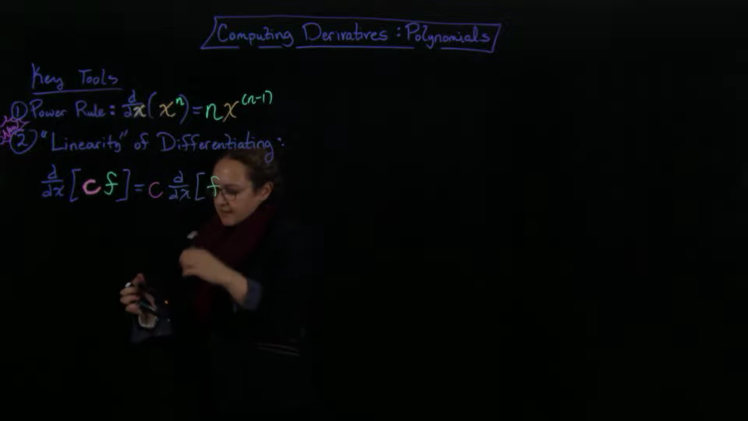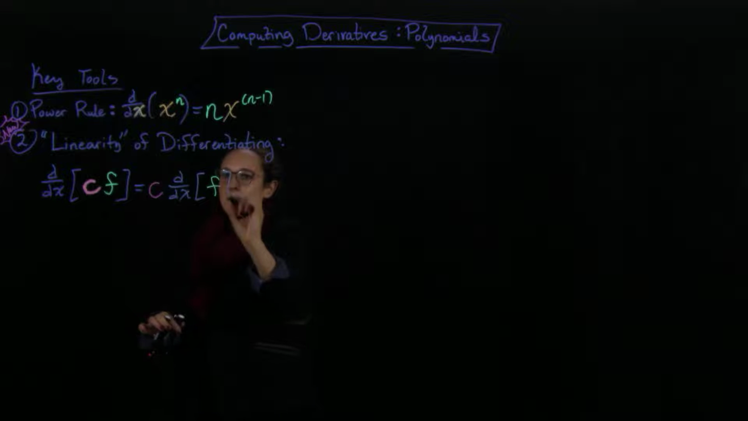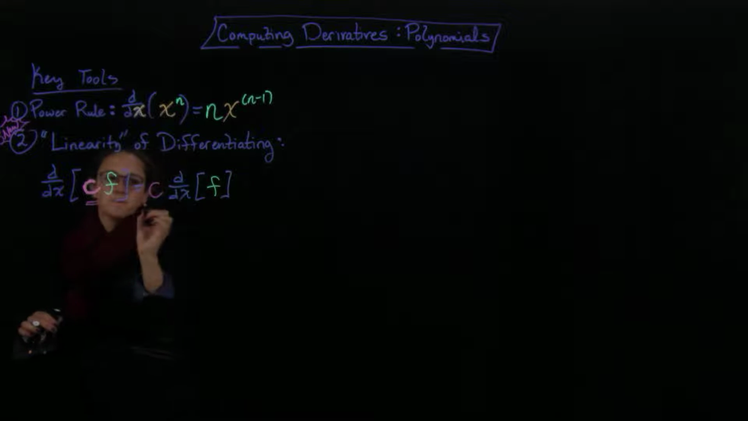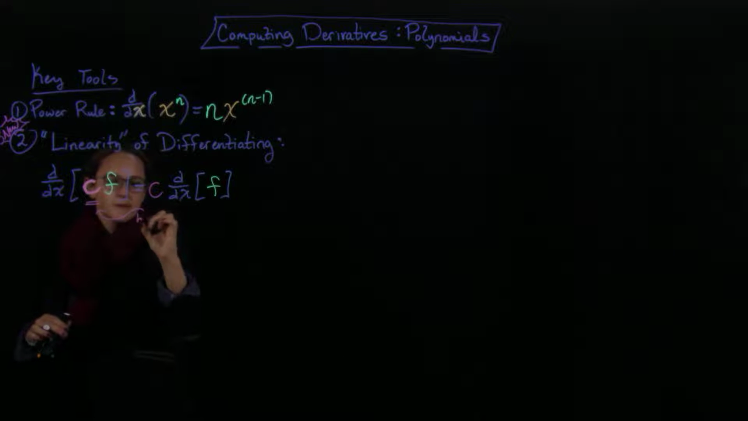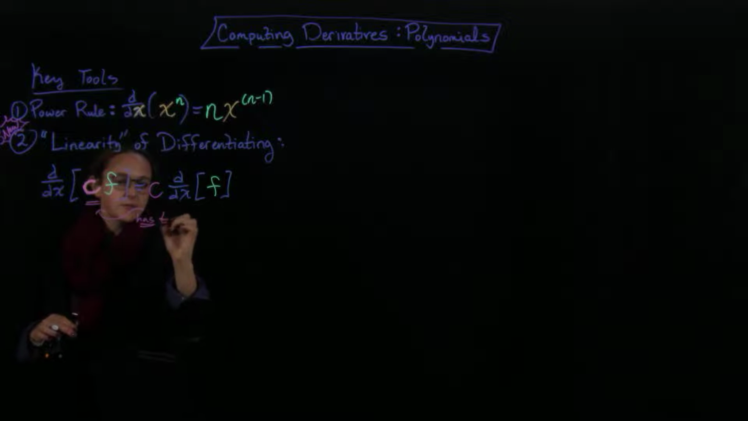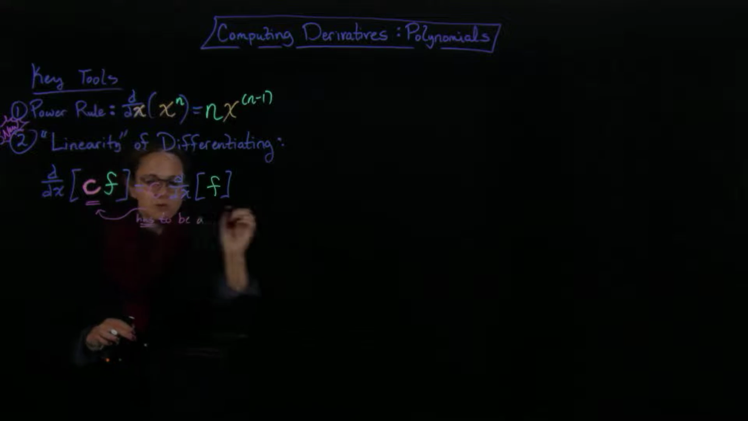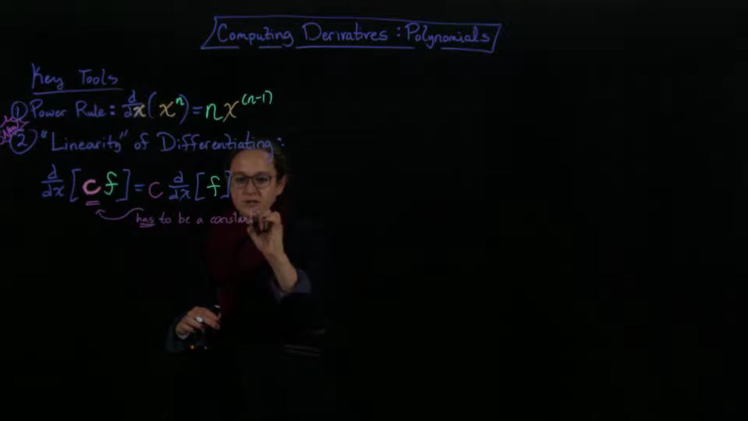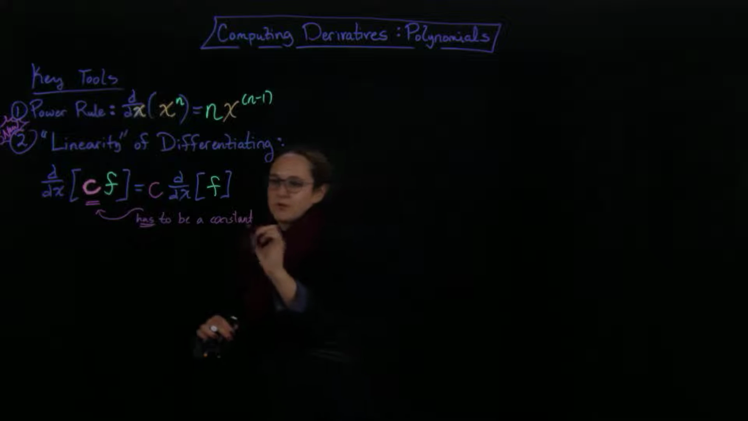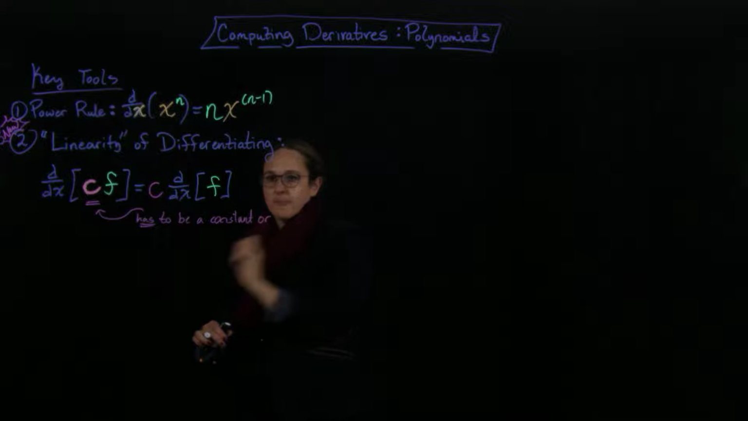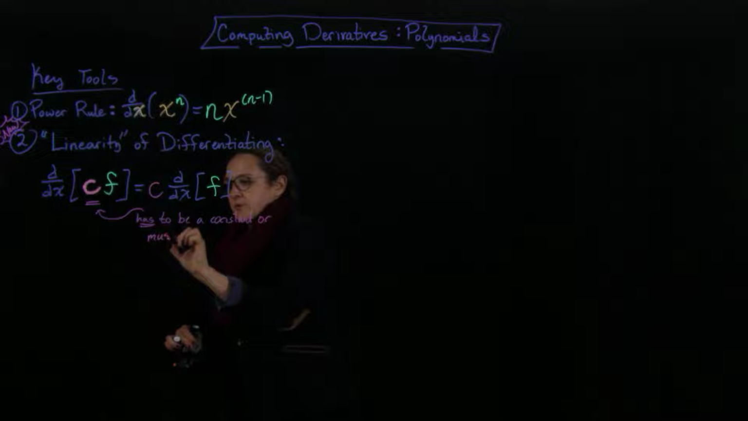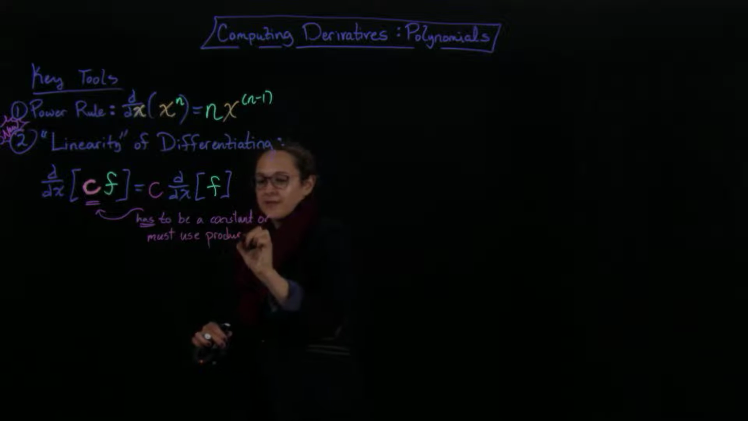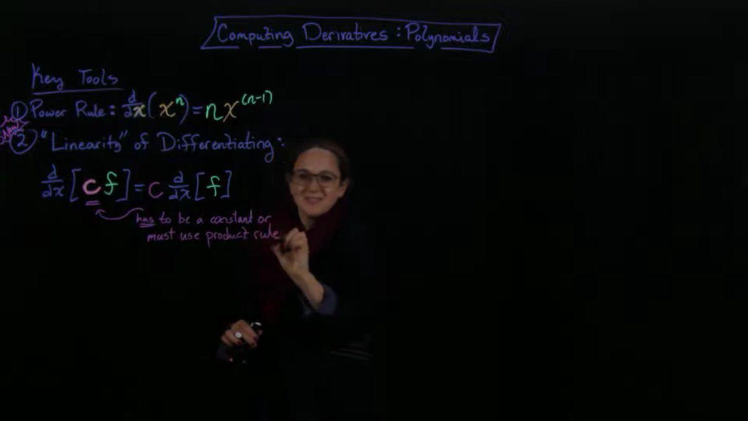There are two parts to linearity. This is the first part. And this has to be a constant, or you need to use the product rule. If it's a non-constant function, you must use the product rule. But if it is a constant, you can just pull it out. And you're going to see us doing this.